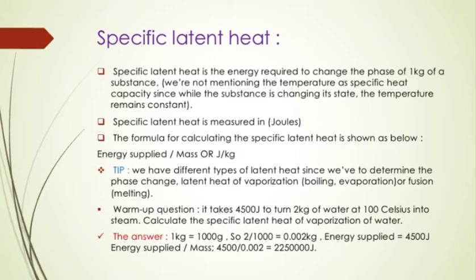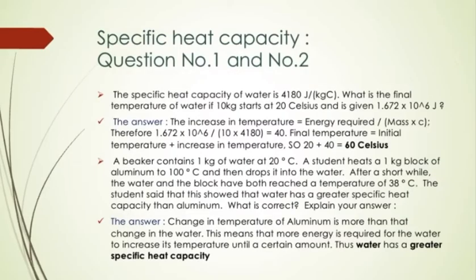So now we are going to refer to the formula, which says energy supplied divided by the mass. After putting the numbers, 4,500 divided by 0.002, equivalent to 225 times 10 to the power of 4. Or in other words, 2,250,000 joules.